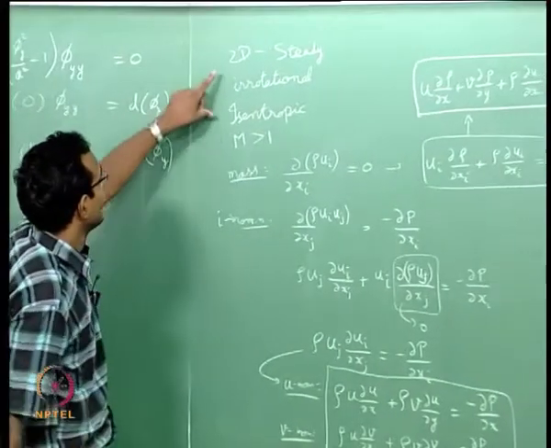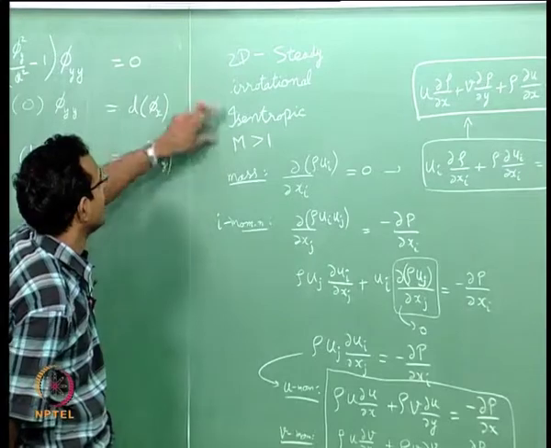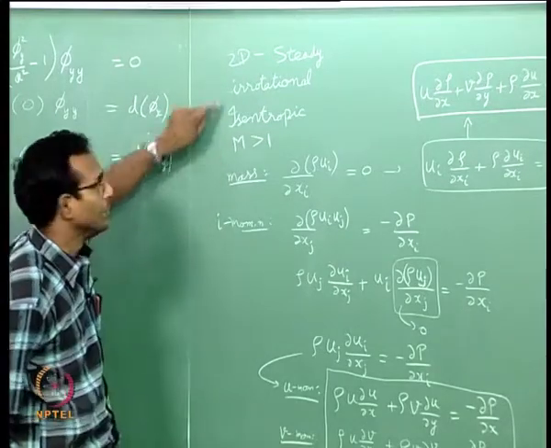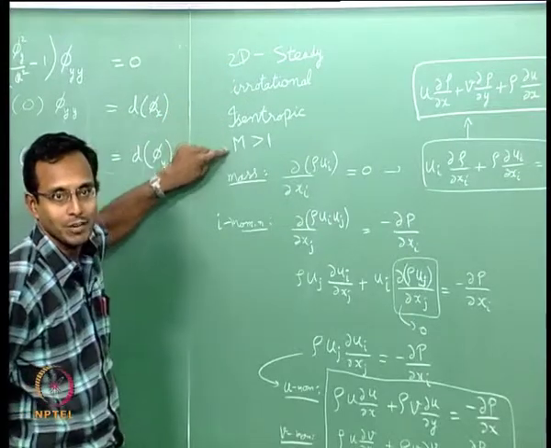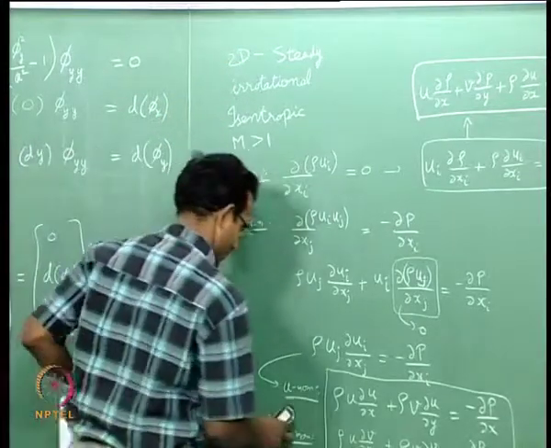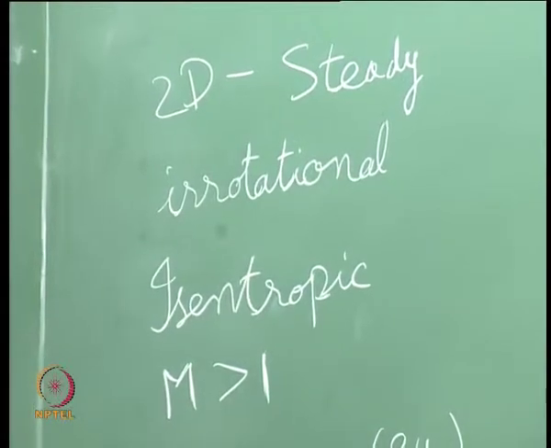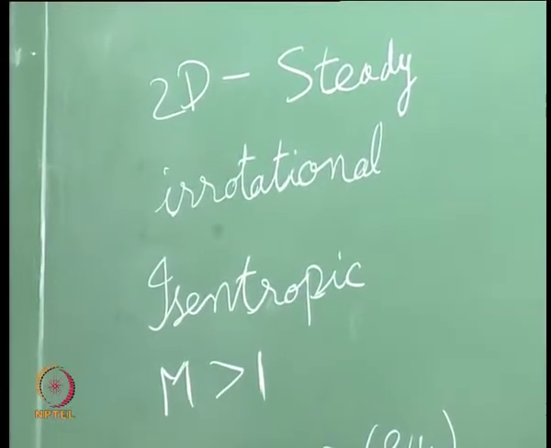Before I erase this, there is one condition in this which I did not use till now. I used 2D, I used steady, I used irrotational, I used isentropic. I didn't use M greater than 1. We will come back to it after some time. And of course, remember, I didn't use the energy equation. That is also waiting. We will come back to it when needed.